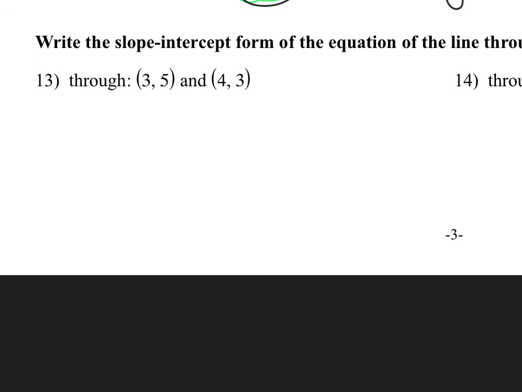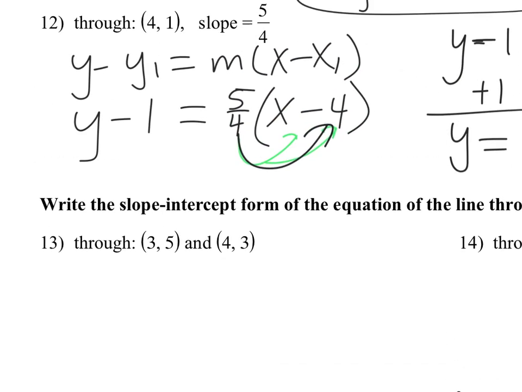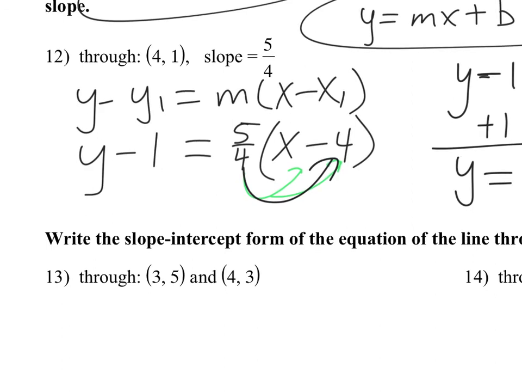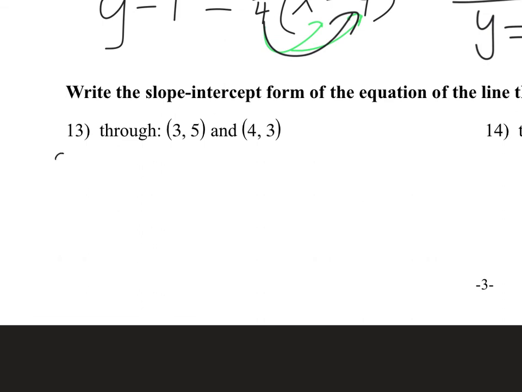Okay, last but not least, it's asking for the slope-intercept form of the equation. The problem is, in my last one, they gave me a slope, but this time they didn't give me a slope, did they? So the first thing I have to do is get myself a slope. I'm going to use that slope formula that we have already used in a previous problem.